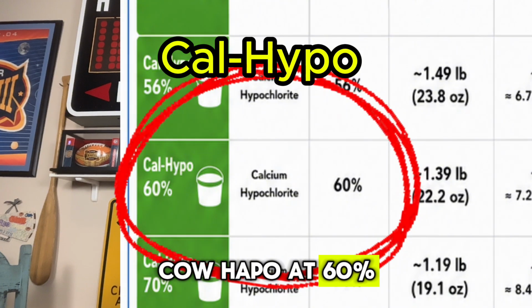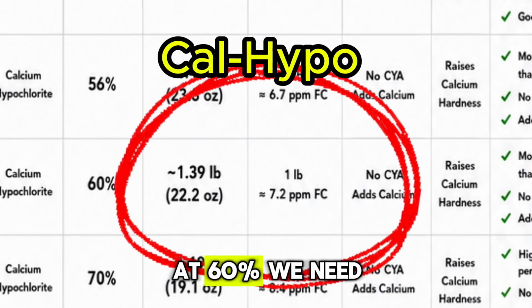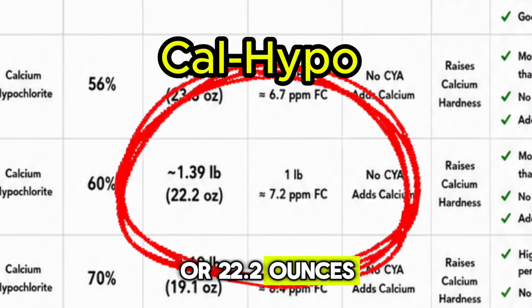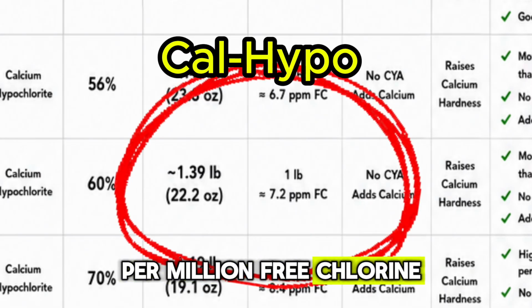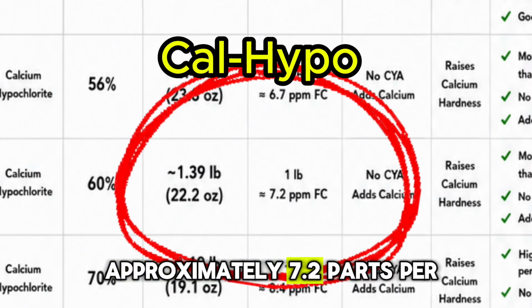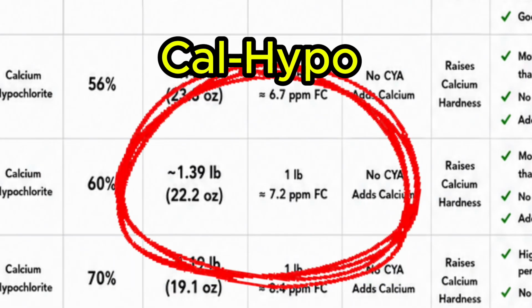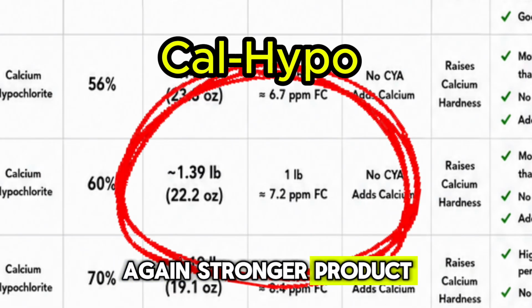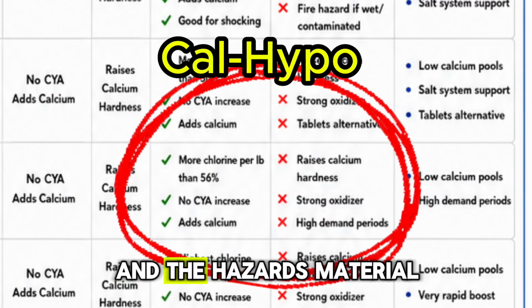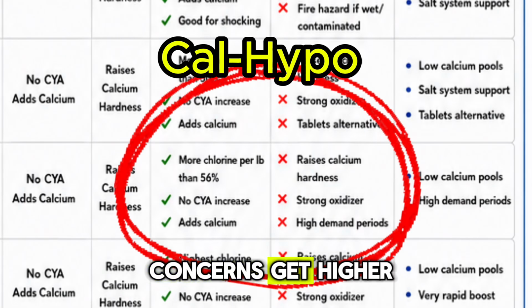Cal-Hypo at 60%. At 60%, we need approximately 1.39 pounds or 22.2 ounces to add 10 parts per million free chlorine to 10,000 gallons of water, or 1 pound adds approximately 7.2 parts per million of free chlorine. Again, stronger product, less product needed, but the calcium contribution remains and the hazardous material concerns get higher.